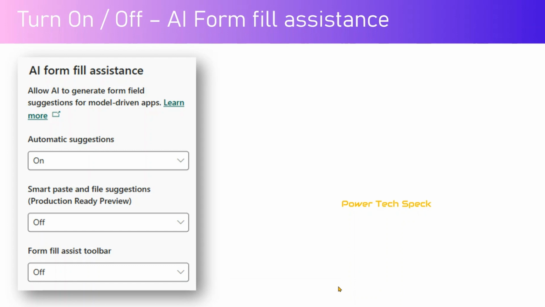Now, there are three different features. One is automatic suggestions provided by the system. We have smart paste and file suggestions. With that, anything within your clipboard gets copied into the relevant fields within the model driven app using artificial intelligence. And also, there's a form fill assist toolbar. So, I'll go through each and every feature and then I'll show you how this works when you turn this on or off within a specific setting.